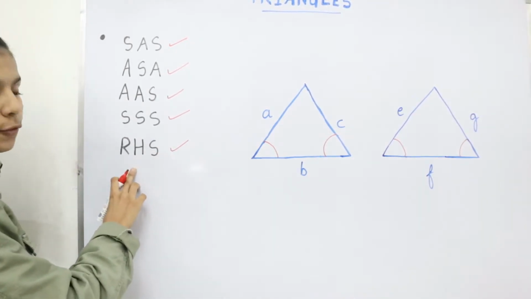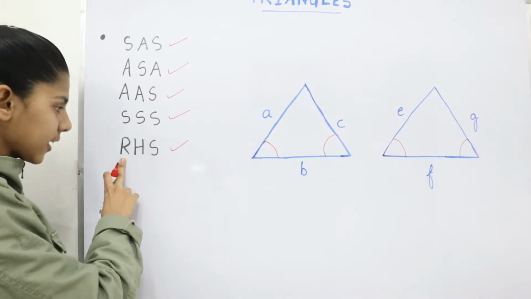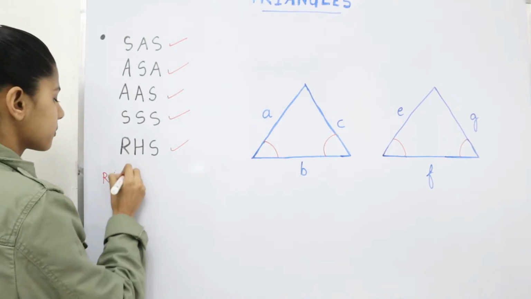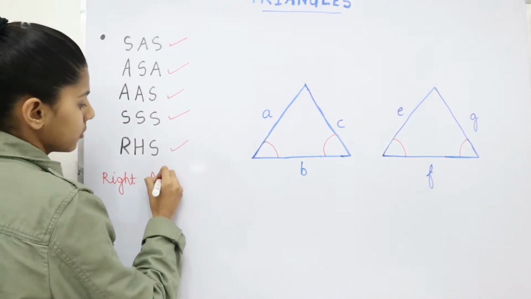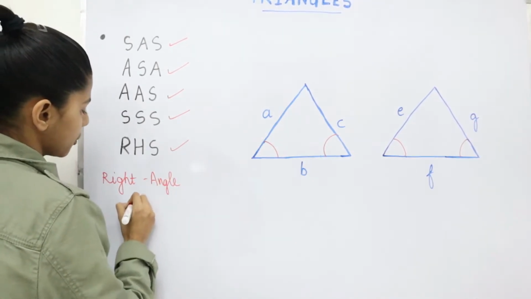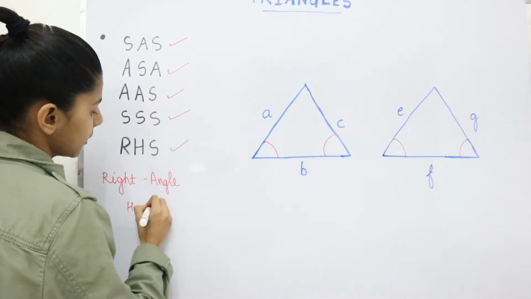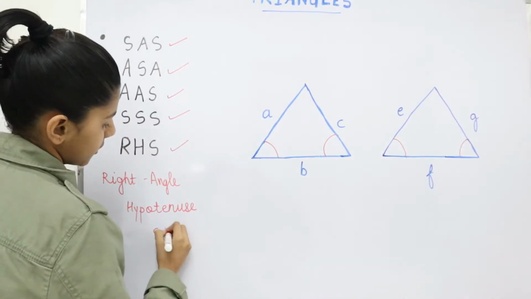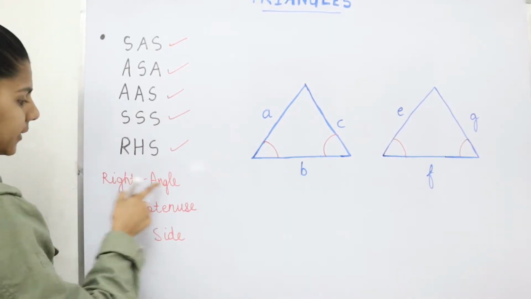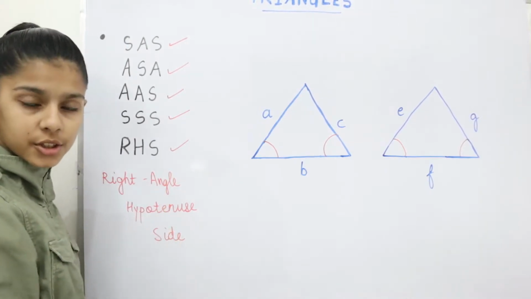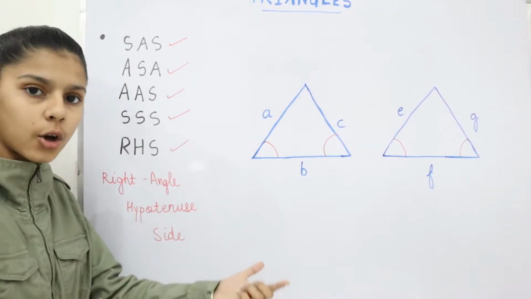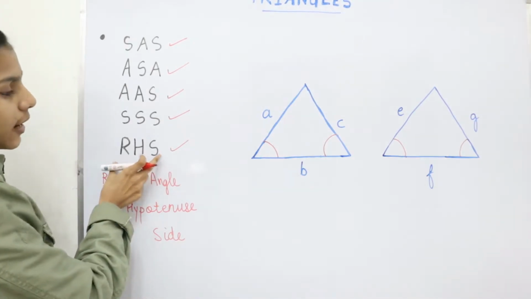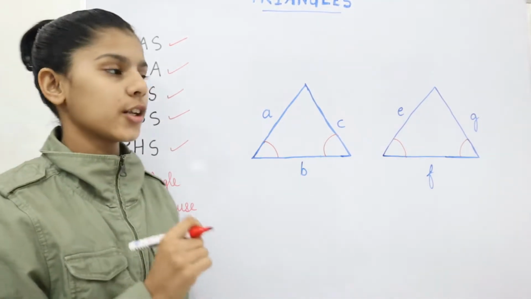The full form of RHS is right angle, hypotenuse, side. Hypotenuse is the side which is in front of the right angle. So this is the full form: right angle, hypotenuse, side. For RHS criteria, we need a right angle triangle.